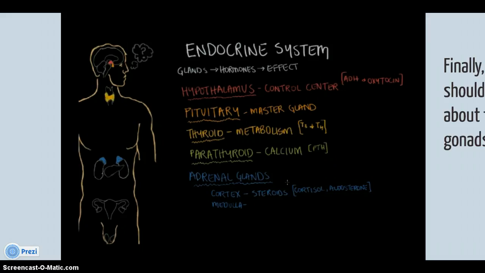And then aldosterone is one of the major regulating hormones of our body's blood volume, and how much fluid is in our veins and arteries. And so that's the cortex. And then the medulla makes a class of hormones called catecholamines. And two major examples of catecholamines are epinephrine and norepinephrine. And I'm going to shorten those as epi and norepi.